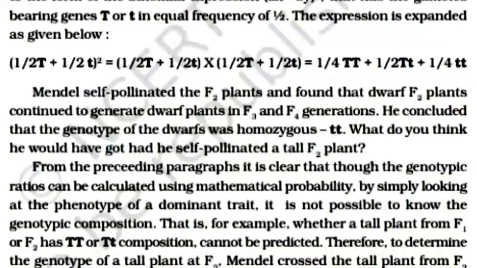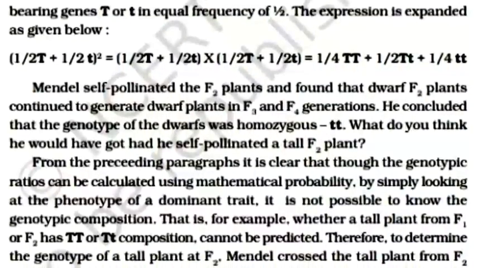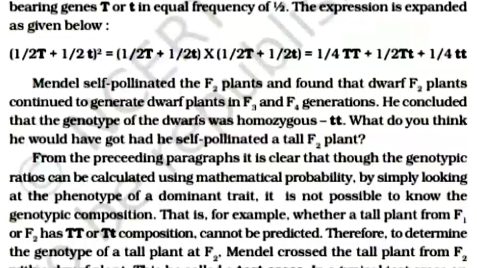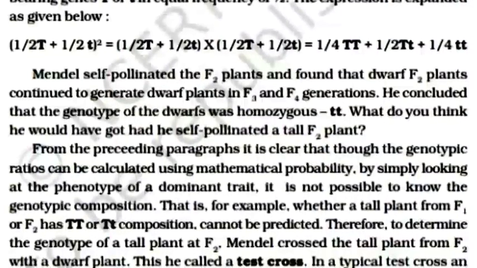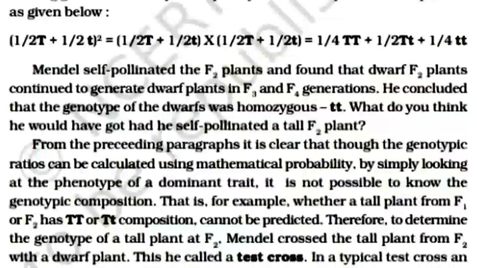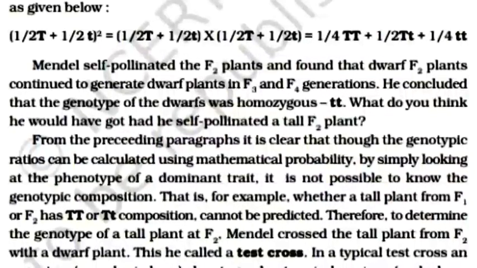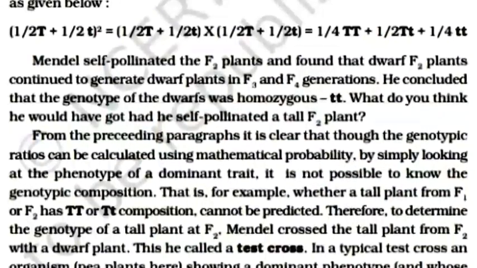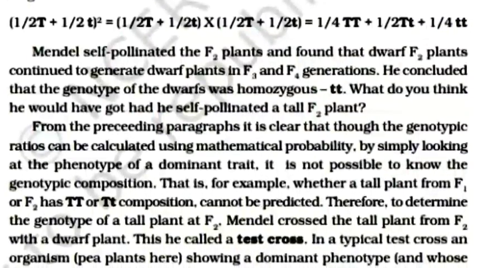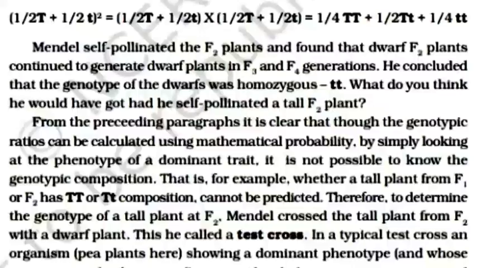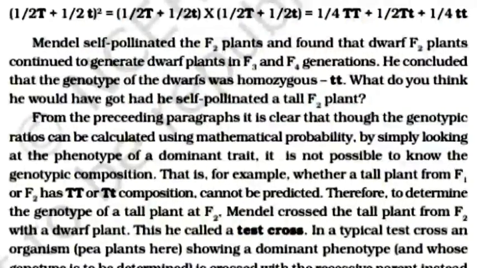Mendel self-pollinated the F2 plants and found that dwarf F2 plants continued to generate dwarf plants in the F3 and F4 generations. He concluded that the genotype of the dwarf was homozygous small t. What do you think he would have got had he self-pollinated a tall F2 plant?